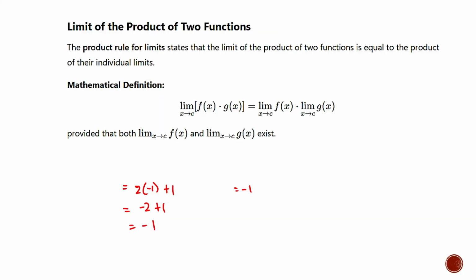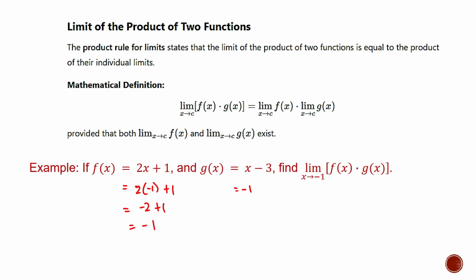Let's go back there. So -1 minus 3 equals -4. And according to the theorem, we can simply multiply the two to find the limit. So the answer is +4. Alrighty. Let's go to the next one.